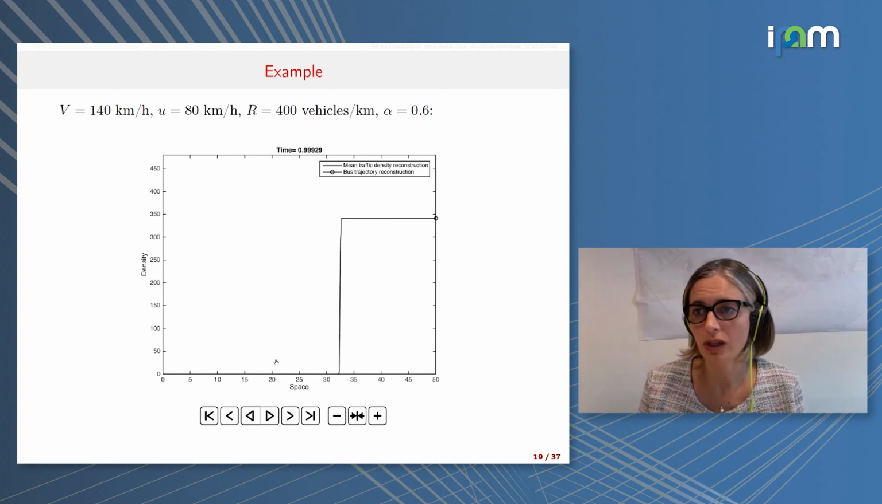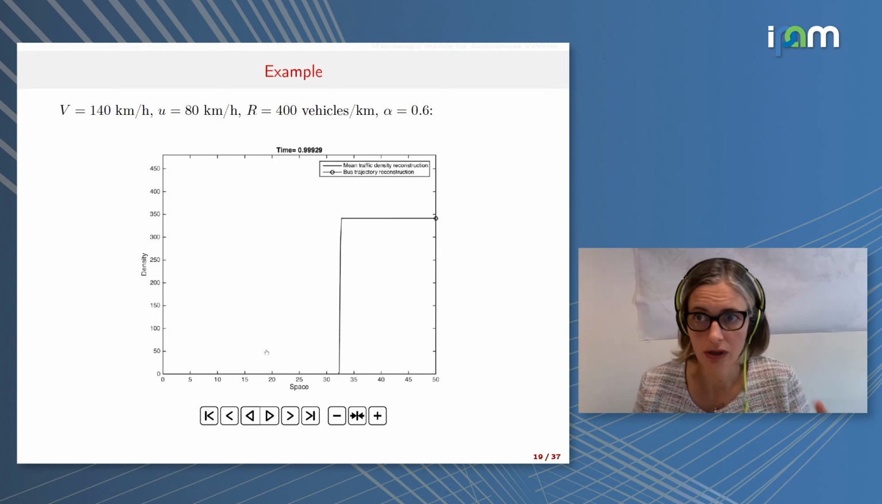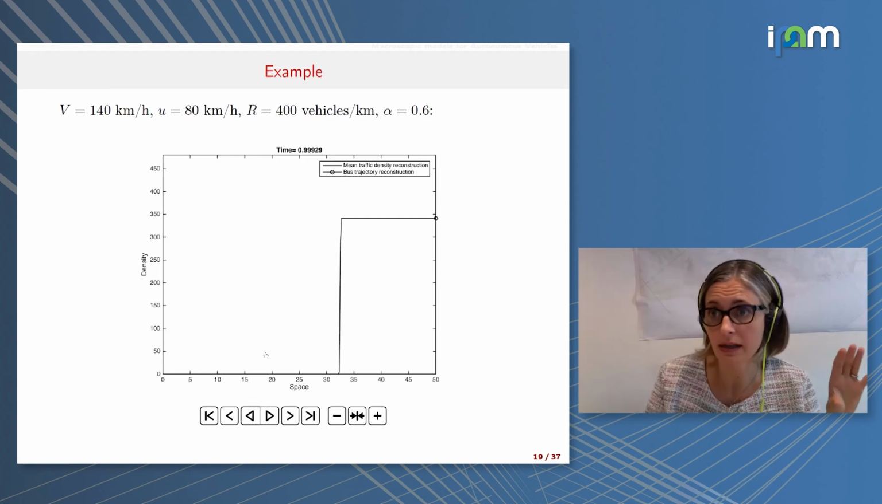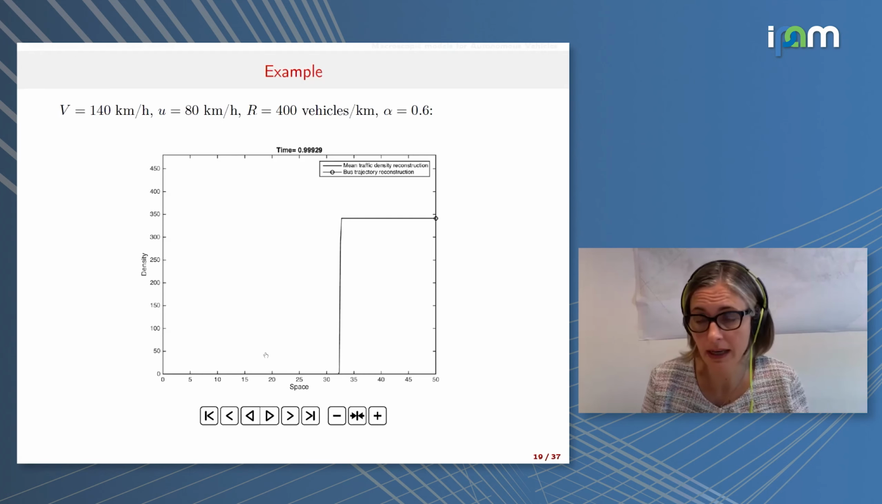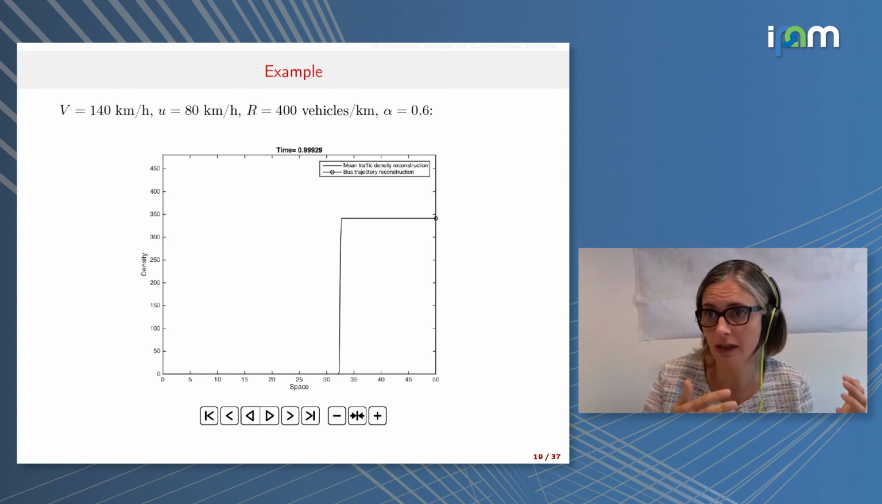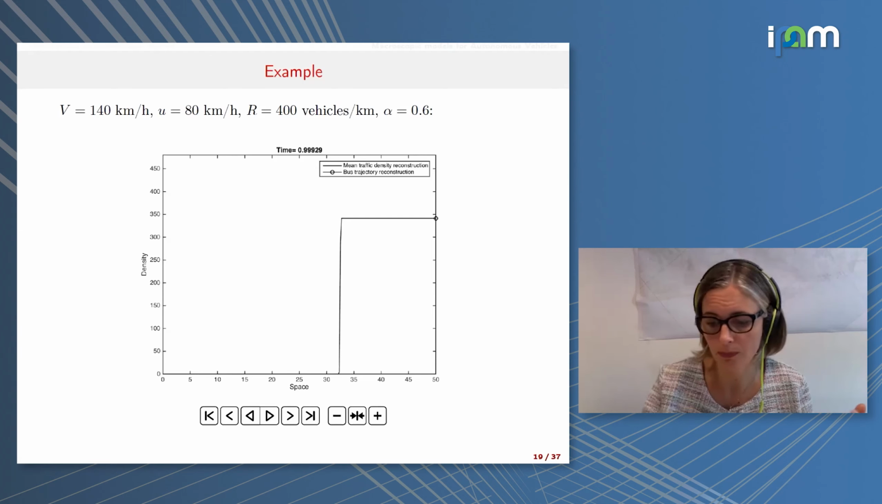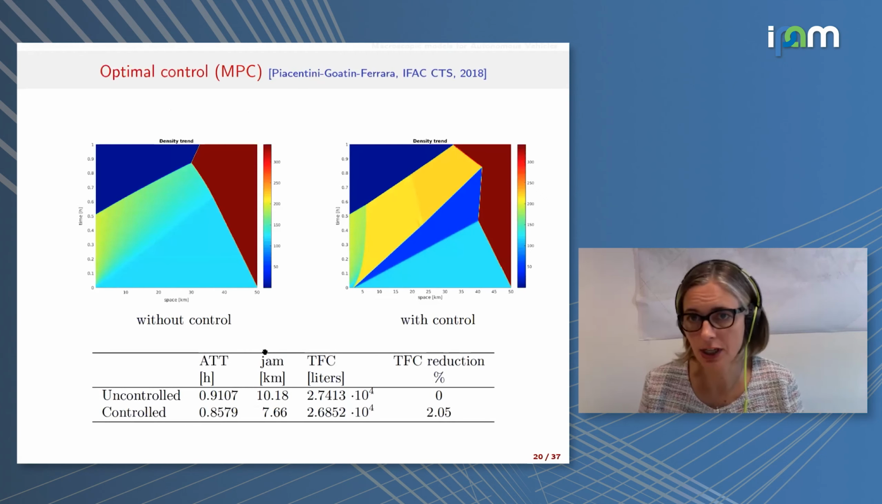So what it means is that using the autonomous vehicle, you can modify the traffic flow somehow, and it can act as a moving speed limit. So you can use it as you usually use the variable speed limit to regulate traffic in order to improve the flow. And here is just an example.